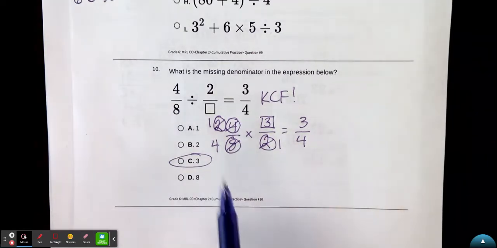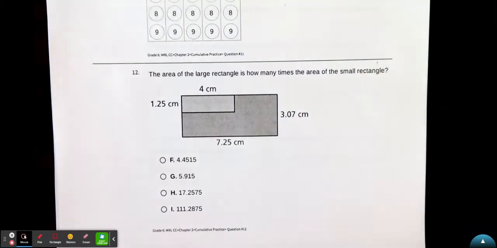Another way you could do this, because it's multiple choice, you could just test each one to see if you get the correct answer. That would be perfectly valid. But if you didn't have multiple choice, then you would be out of luck on that one.